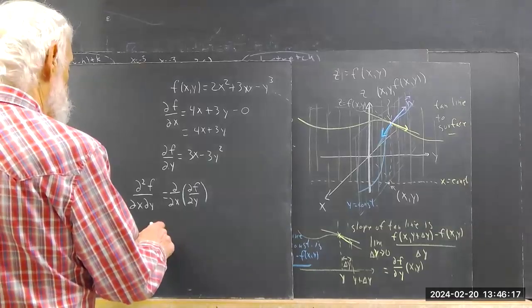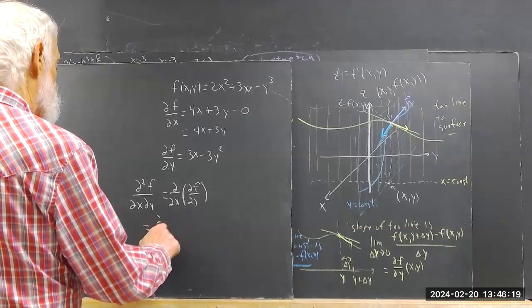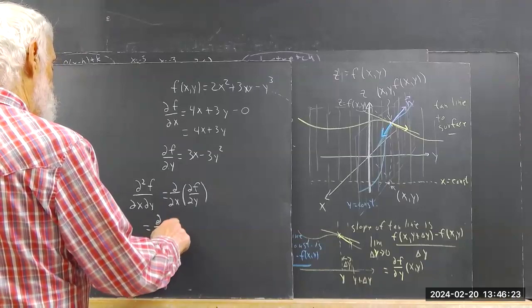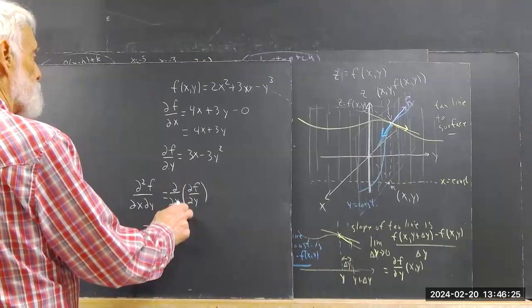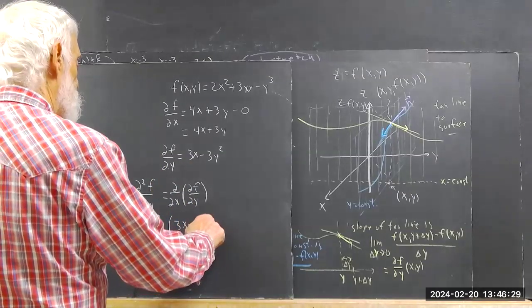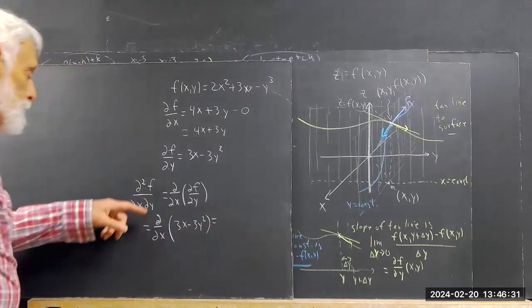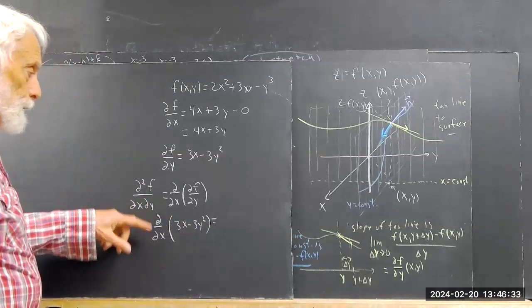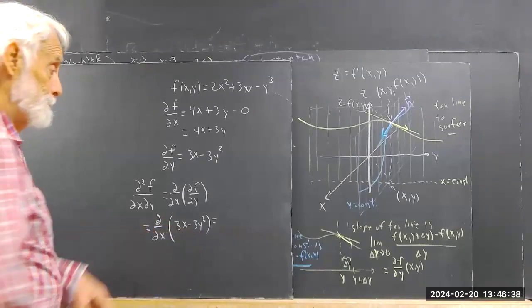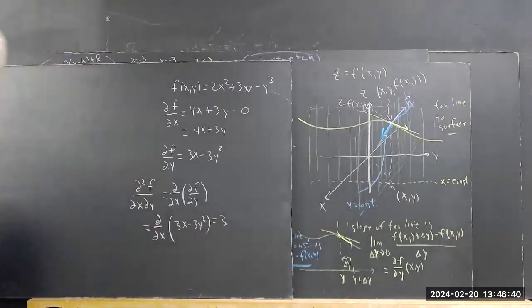What's this mean? This means the partial with respect to x of the partial with respect to y is 3x minus 3y squared. Holding y constant because you're doing the partial with respect to x, this is going to give you 0 and that's going to give you 3. That's it.